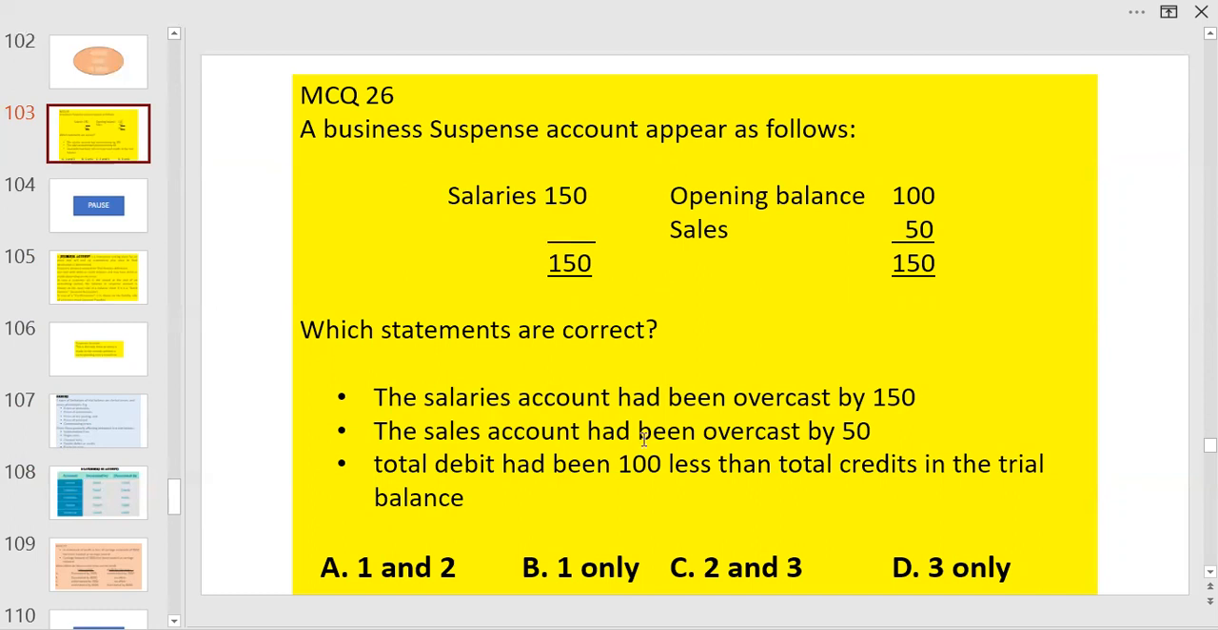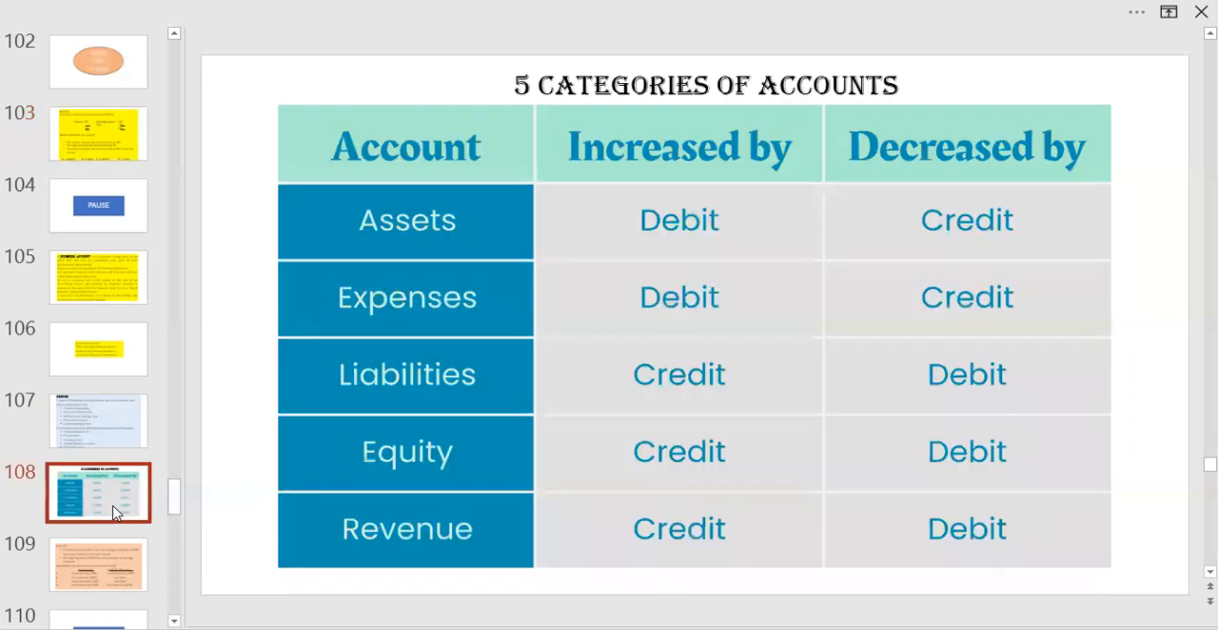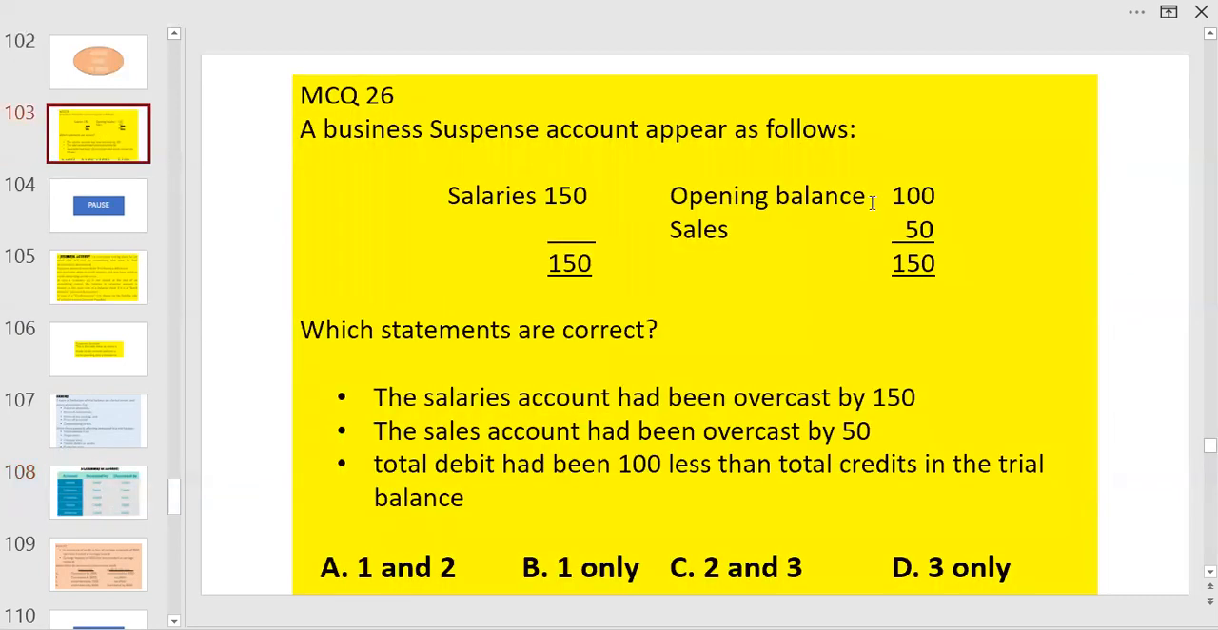The next statement is the sales account has been overcast by 50. Sales account is an income account, which is a revenue account. So if that account is more, you have to reduce it. To reduce, what we have to do is debit that account. If you debit that, then the suspense account will have to be credited, which is done here. So this is also correct.